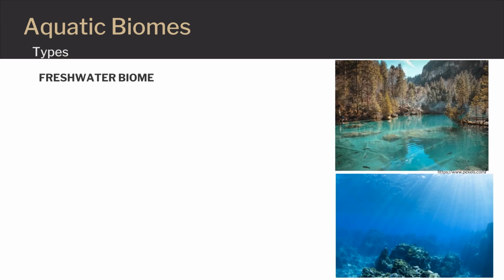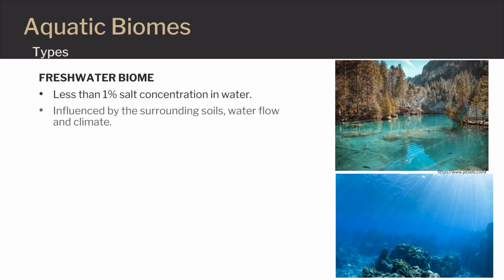A freshwater habitat means that the salt concentration in the water is low, less than 1%. Freshwater habitats are influenced by the surrounding soils, the speed of water flow, and the climate. Freshwater habitats like rivers and streams are typically made up of runoff from different sources, such as melting glaciers or rainwater. There are lots of different aquatic species that live in freshwater habitats, including fish, snails, and worms.